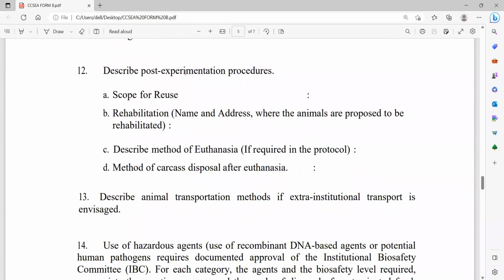Then the post-experimentation procedure means what you are going to do with the animals after the experiment is over. So, scope for reuse, if the animal is washed out, and if the study is just a preliminary type of study where the surgery is not done, then you have to use that animal for some demonstration purpose. You have to mention that here. Then, if rehabilitation is there, you have to give the details of the rehabilitation process.